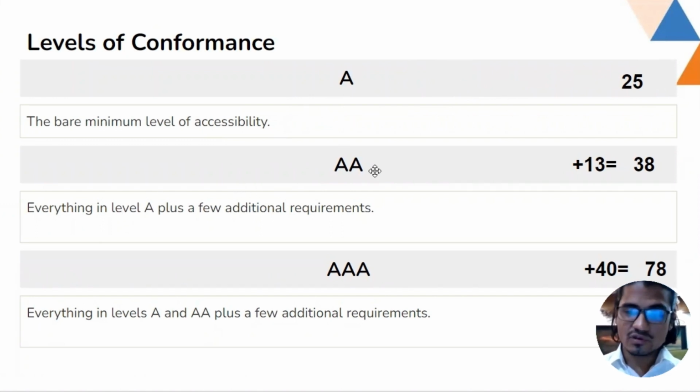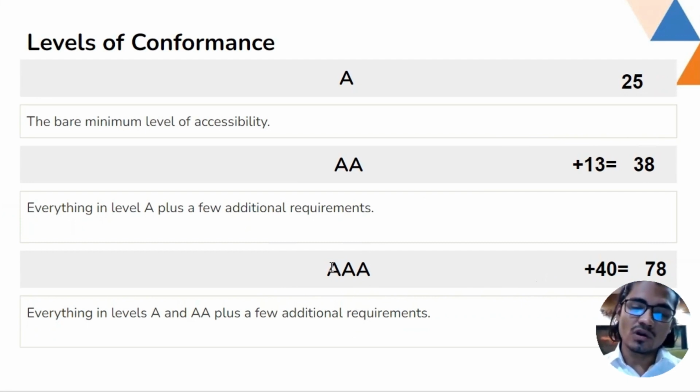And if you want to achieve double A, you have to add 13 more rules to the previous 25, to total 38 rules. And if you want to achieve the triple A standard, there are 40 plus more rules you have to match with.